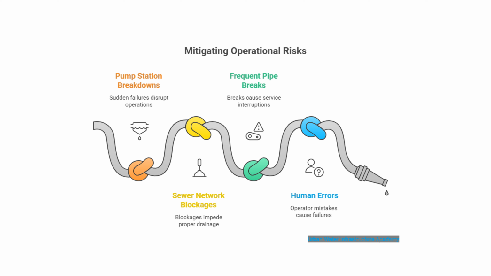Operational risk is risk affecting day-to-day asset functioning. Examples: sudden pump station breakdowns, sewer network blockages, frequent pipe breaks on a street, human errors by operators. An example for operational risk would be a pump failure leaving a neighborhood without water for hours.